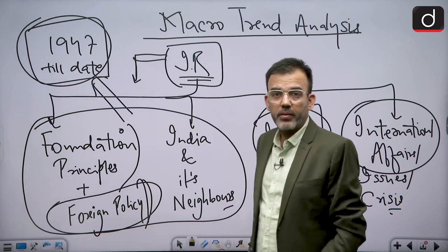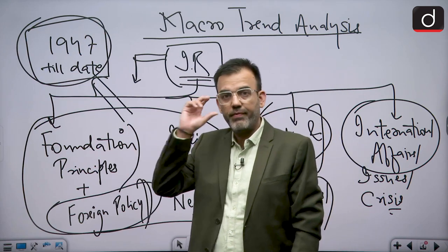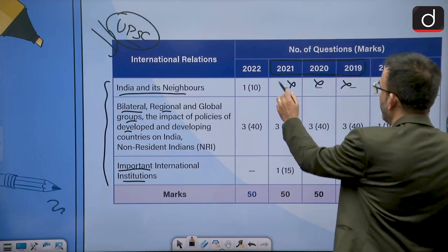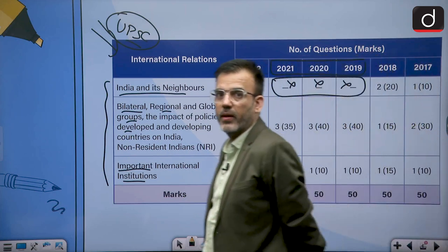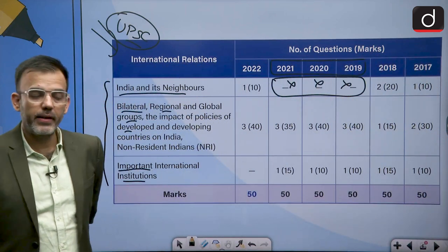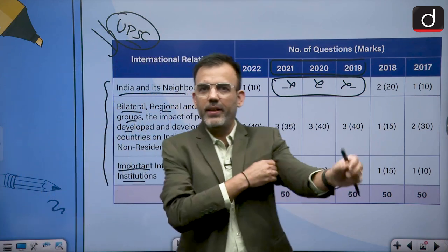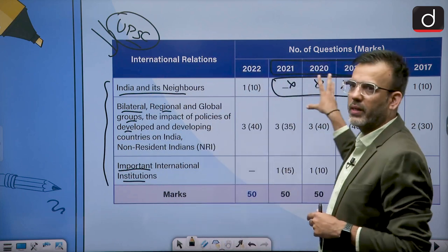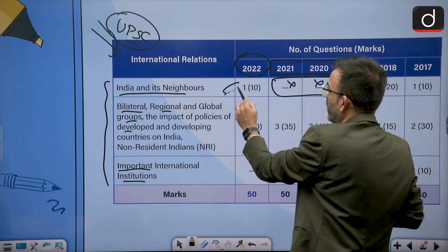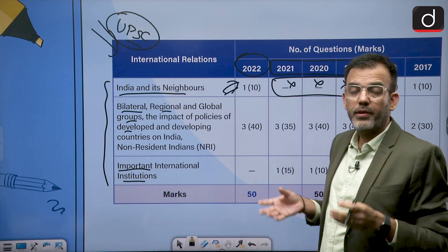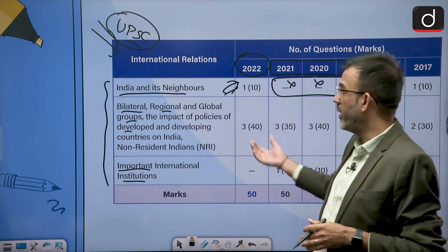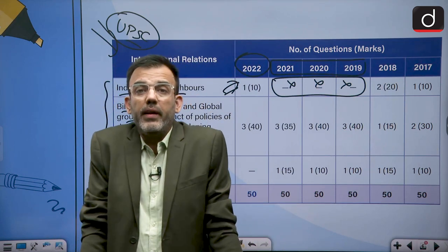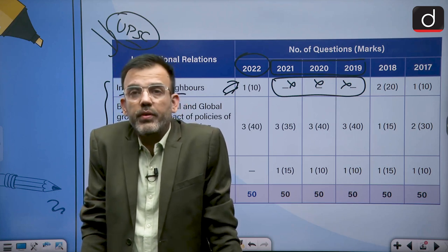Now, see, there is a dichotomy. We have to spend a lot of time in these two segments, but the trend suggests that there were no questions from this segment. So, that's what I was telling you, that candidates naturally got discouraged, thinking we should not give due recognition to this. But this year, there was a question, and it's quite possible that in any particular year you may have all the questions from India's neighborhood, because I'm again reiterating that India as a country is pursuing a neighborhood first policy.